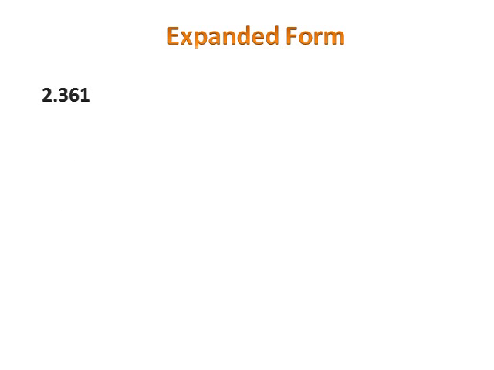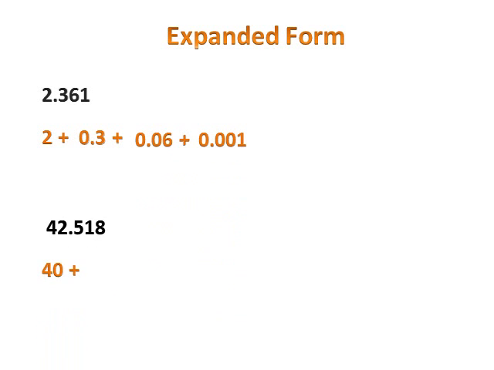Okay, let's cover a little bit about expanded form. That's 2.361 or 2 and 361 thousandths. 2 is a whole number, so we can keep it as 2, plus 3/10 plus 6/100 plus 1/1,000. Okay, how about this one? We have 4 at the tenths value plus 2 plus 5/10 plus 1/100 plus 8/1,000. So that's the expanded form. We'll do some more exercises on that.